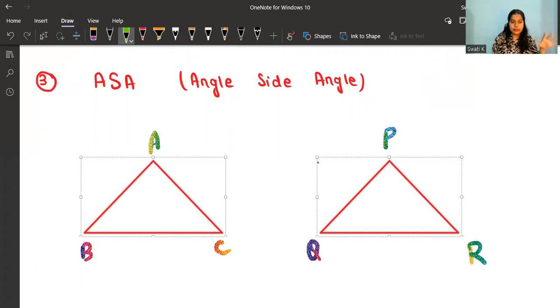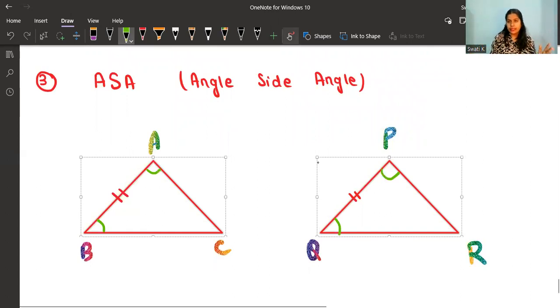Angle, that means I can take any angle. Suppose I'm taking angle B. So angle B equals angle Q. And then we have AB equals PQ, a side. And then we have angle A equals angle P. So in this case, we can say that both the triangles are congruent using angle side angle congruency.